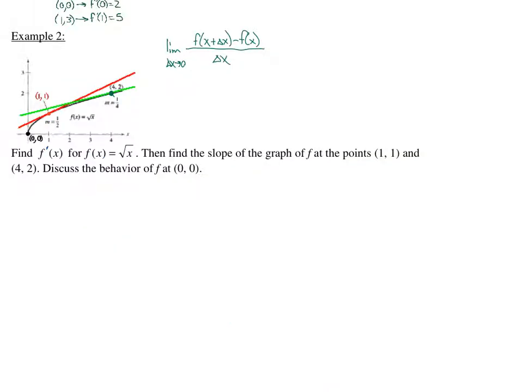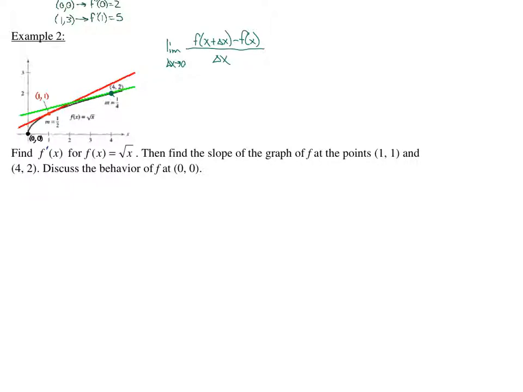All right, let's try one more example here. Okay, here we have the function, we want f prime of x for f of x equals the square root of x. Then find the slope of the graph of f at the points 1, 1 and 4, 2. And discuss the behavior of f at 0, 0. All right, so we have a couple of different things that we're going to do after we find the derivative. But let's go ahead and find the derivative first.